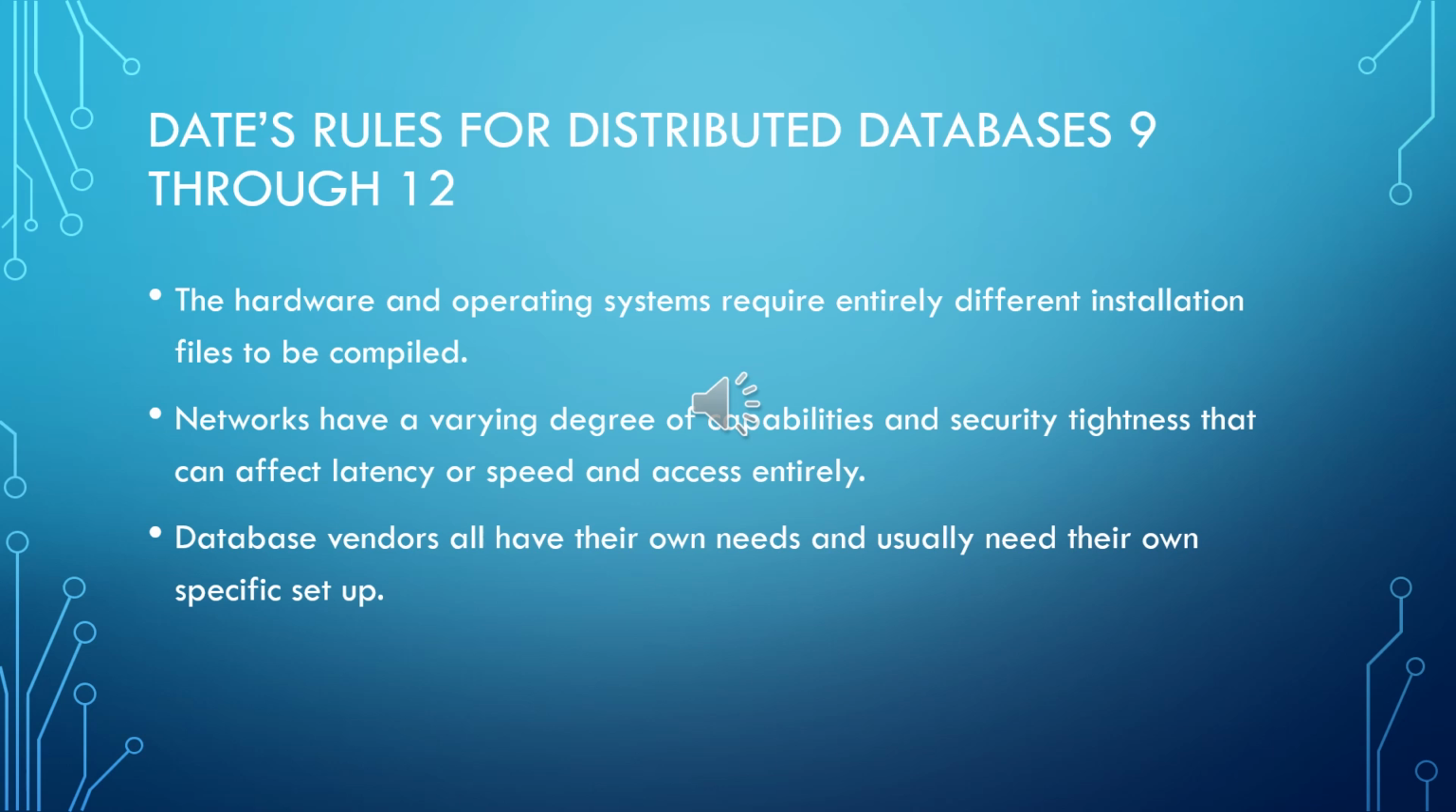One example would be Z-scaling, which is a security measure that can severely limit a distributed database's abilities if not set up correctly. Database vendors all have their own needs and usually their own specific setup. In my experience, Macs have different hardware and network security and operating systems than Windows machines, and that can affect distributed databases and their install files and their performance.